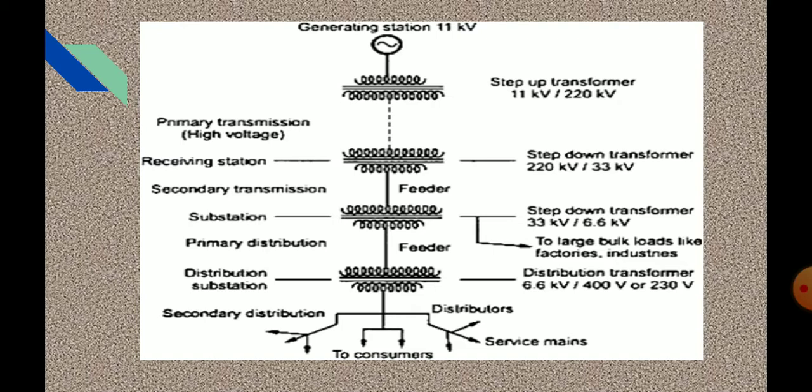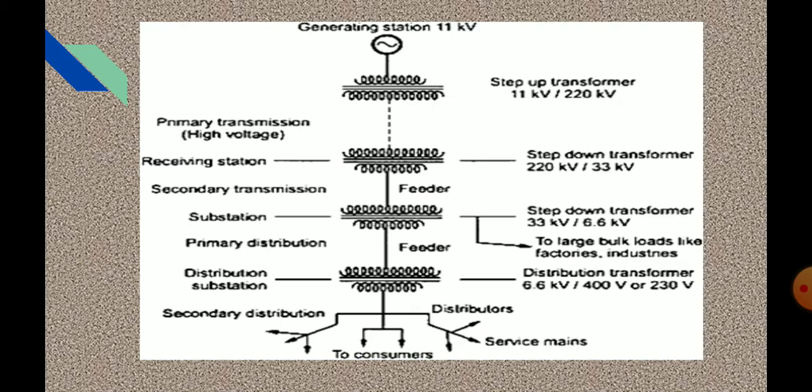Then coming to the distribution side, it is classified into two types, primary distribution and secondary distribution. The primary distribution covers the step-down transformer in which 33 kilovolt gets stepped down to 6.6 kilovolt, and it is supplied to large bulk loads like factories and industries. This comes under primary distribution.